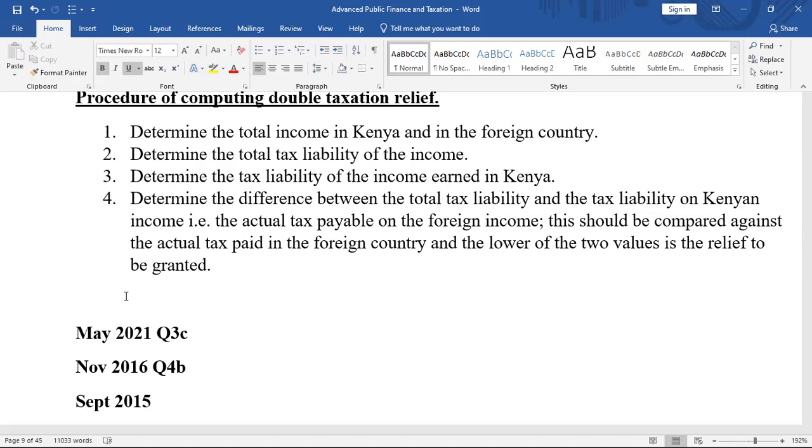Let me repeat again. When the Kenyan tax on the foreign income is more than the tax that you paid in the foreign country, then there is a tax relief. Therefore, it is as simple as that. You don't need to make a lot of contradiction based on the understanding of such.